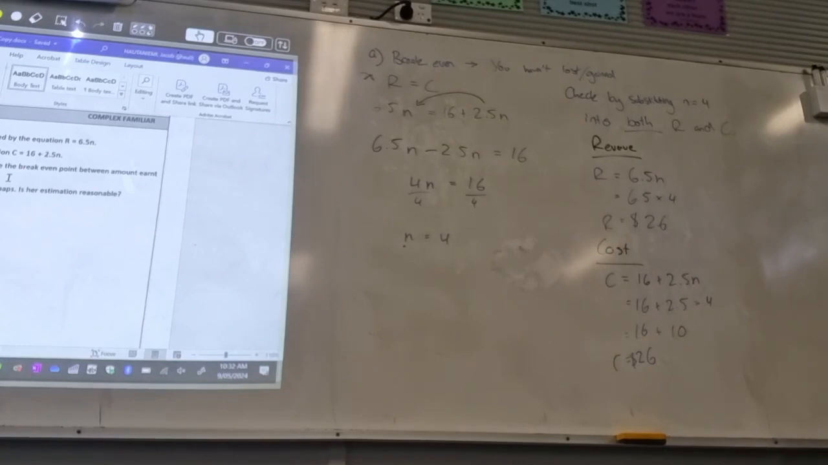Perfect. So then to finish off this question, write a sentence. The break-even point is n equals 4 and the cost/revenue is $26. Okay, so that's question A done.